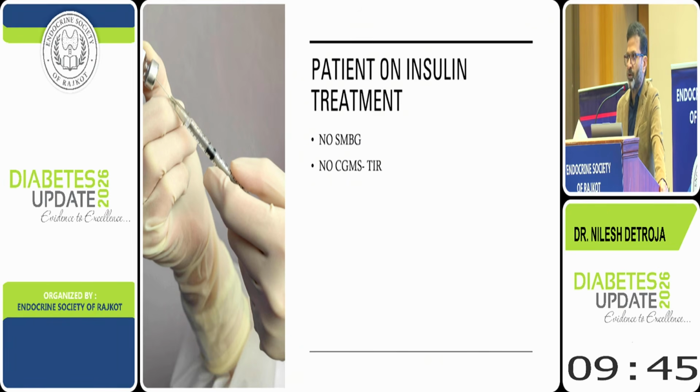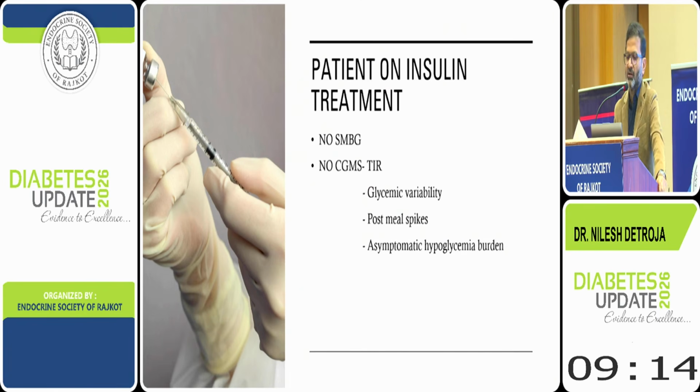CGMS, again, in those patients who are on insulin therapy, once in a while, at least for those patients who can afford. It now costs 4,500-5,000 rupees, it's not that costly, but everyone is not going to afford it, I agree. But at least in some kinds of patients, those who can afford, you should advise CGMS, not regularly, not continuously, but once in a while, so you will have an idea about time in range, glycemic variability, post-meal spikes, asymptomatic hypoglycemia burden. Unless you do CGMS, you are not going to get all these answers, and that is very, very important because we know glycemic variability and time in range are directly related to microvascular complications irrespective of your HbA1c level.